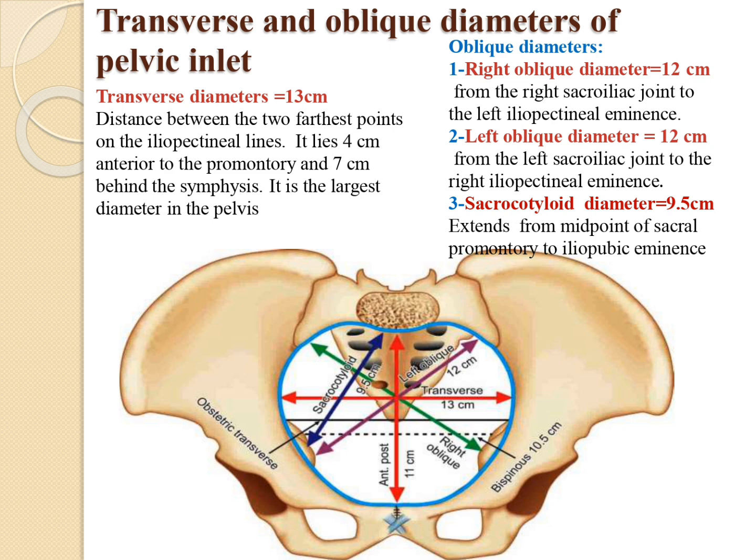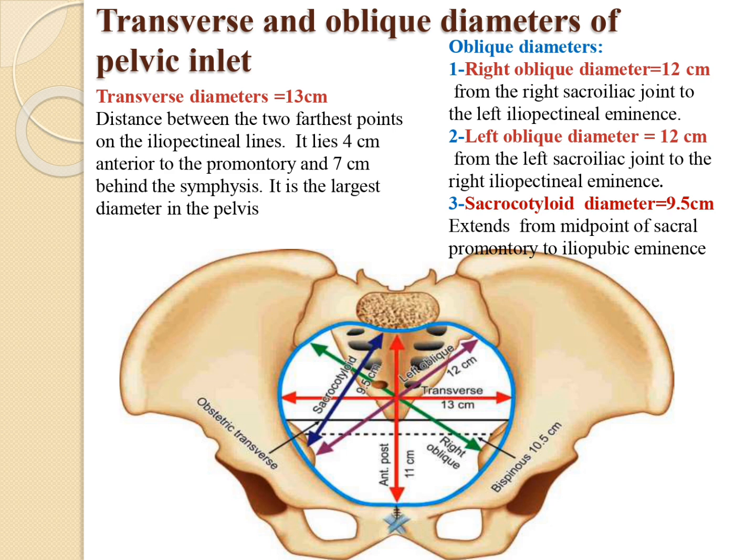It is the largest diameter in the pelvis. It lies closer to the sacrum and divides the brim into anterior and posterior segments. The head of the fetus negotiates the pelvic brim through this diameter.